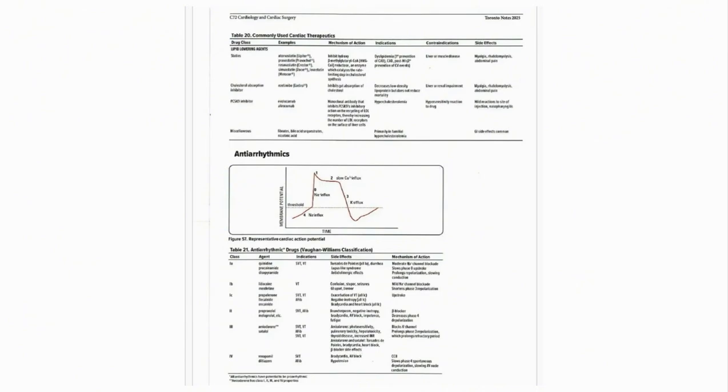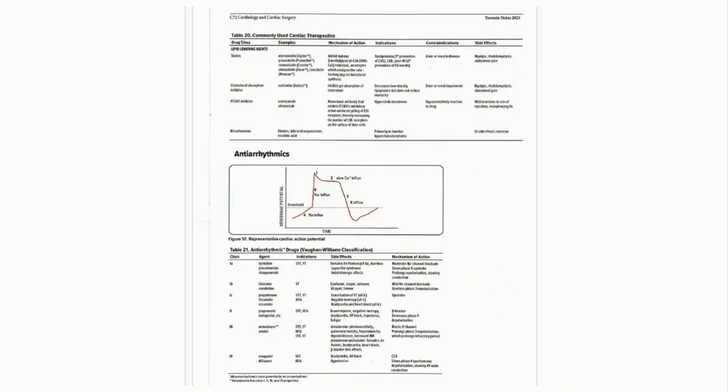To summarize this page, statins are first-line therapy for LDL reduction and cardiovascular risk prevention. Ezetimibe decreases intestinal cholesterol absorption. PCSK9 inhibitors provide powerful LDL reduction in high-risk patients. The ventricular action potential consists of 5 phases, and antiarrhythmic drugs work by modifying these phases.